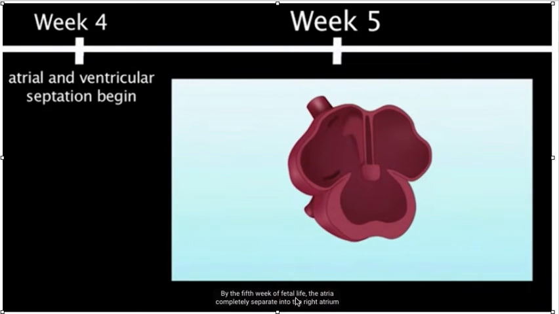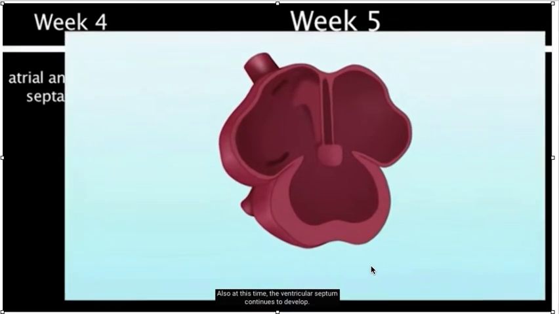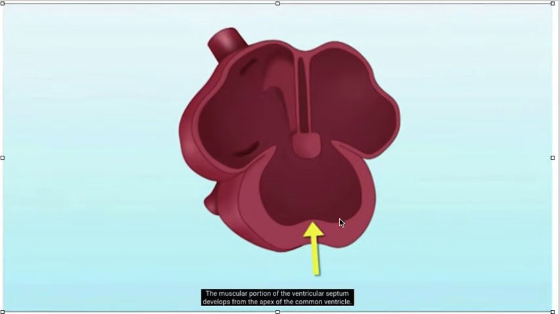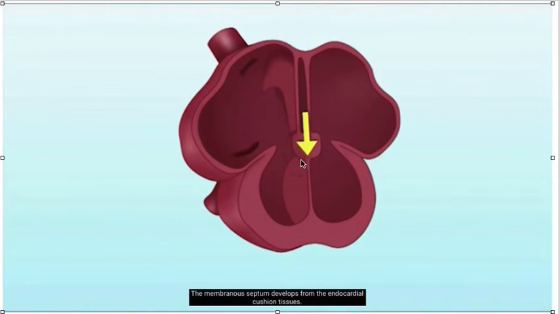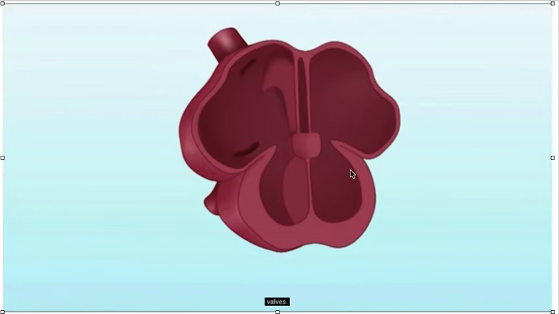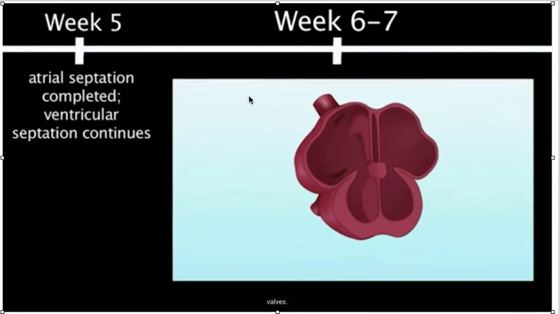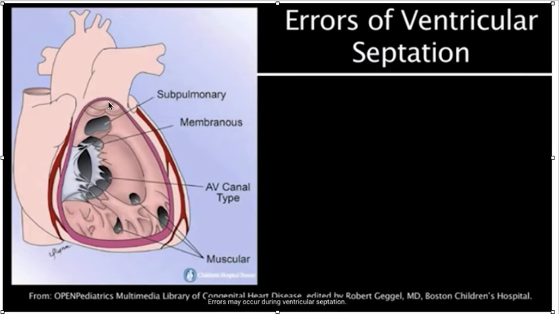So by the fifth week, the atria are completely separated, the left and the right. At this time, the ventricular septum continues to develop. The muscular portion of the ventricular septum develops from the apex of the common ventricle, as you can see over here. The membranous septum develops from the endocardial cushions over here. Okay? That is how the ventricular septum is formed. So, coming to week 6 to 7, week 5, atrial septation is complete.